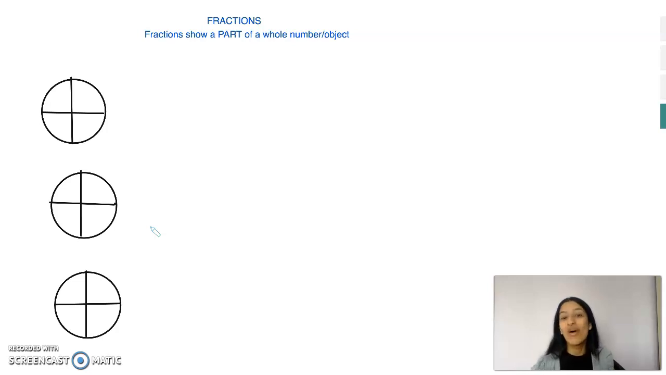Now what exactly are fractions? Fractions show a part or a section of a whole number or an object. Let's take a look at a few examples.